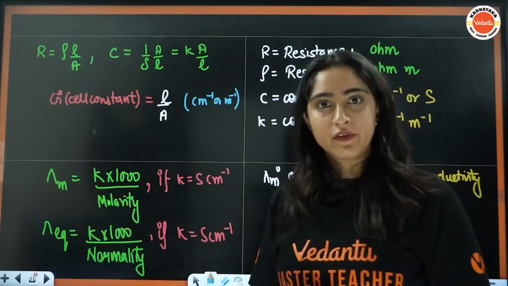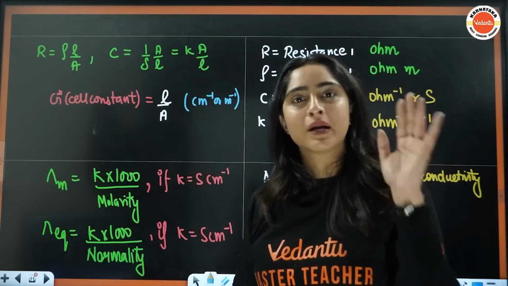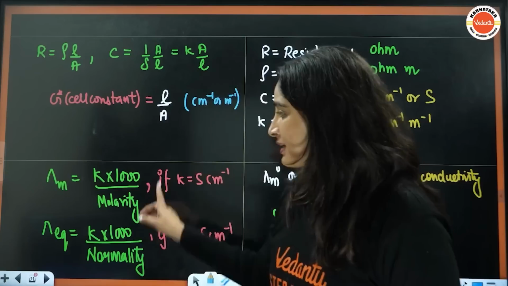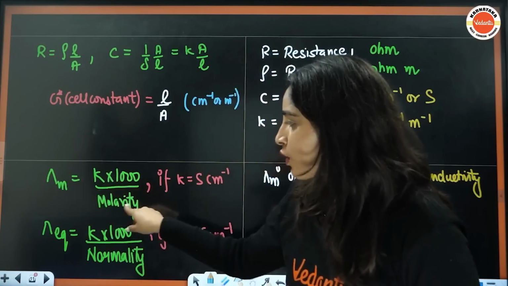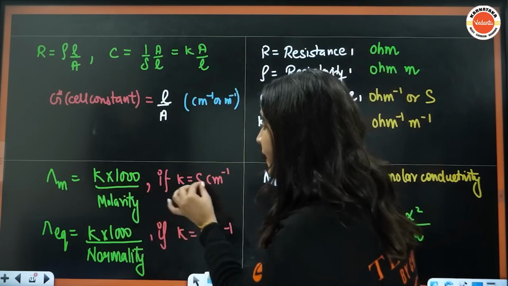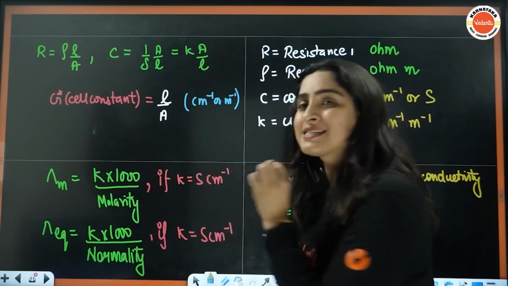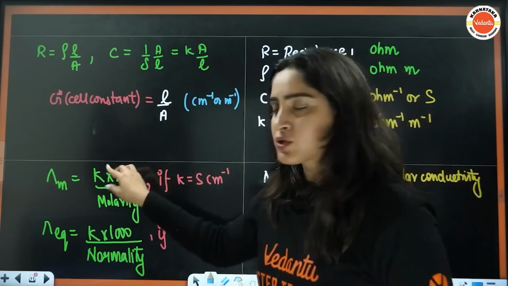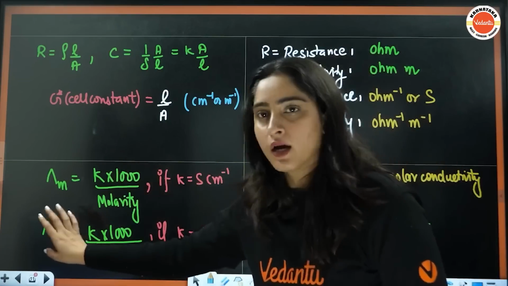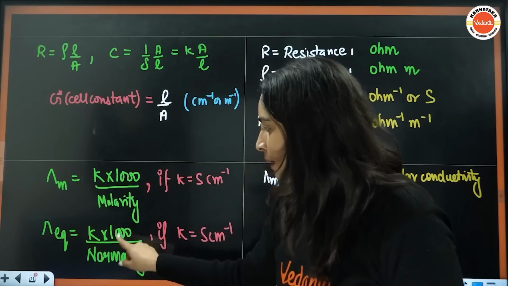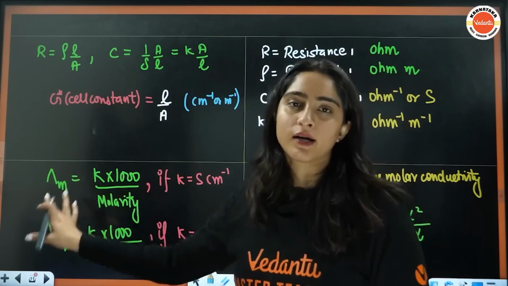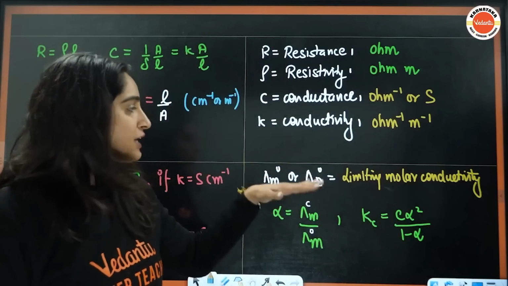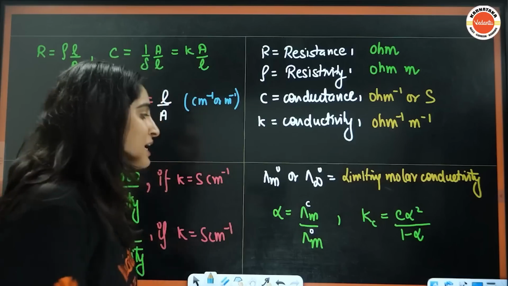Next we have molar conductivity. Now kappa represents the simple conductivity, but if we want to calculate the molar conductivity or equivalent conductivity, the formula is molar conductivity equals kappa into 1000 divided by molarity. If kappa is in Siemens centimeter inverse, this would be in Siemens centimeter squared per mole. If it is in Siemens meter inverse, the 1000 will not be here. Similarly, equivalent conductivity is kappa into 1000 divided by normality. Usually molar conductivity is asked. Now next we have infinite dilution. At infinite dilution, that is limiting molar conductivity, that is related.